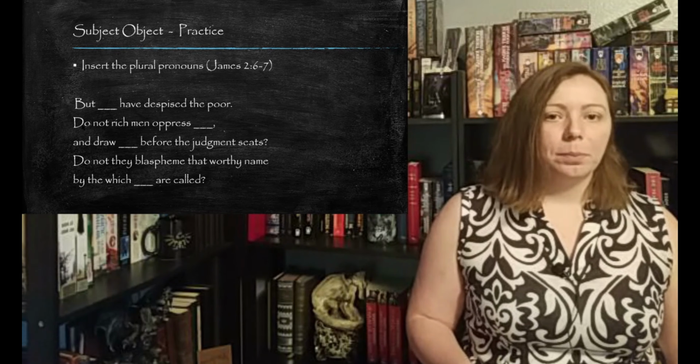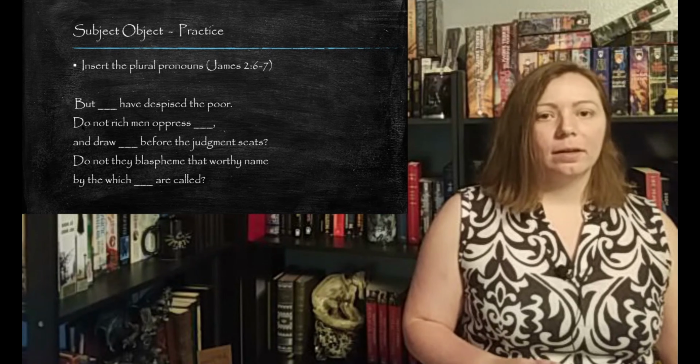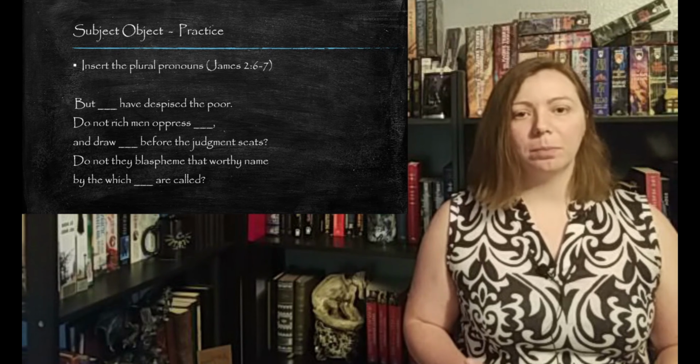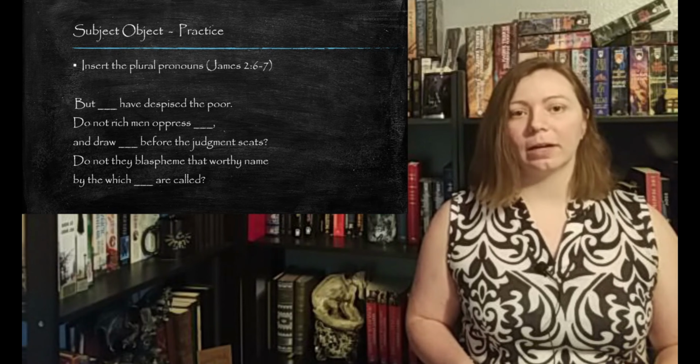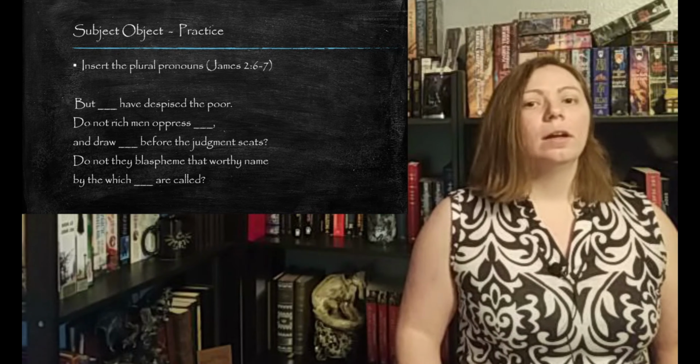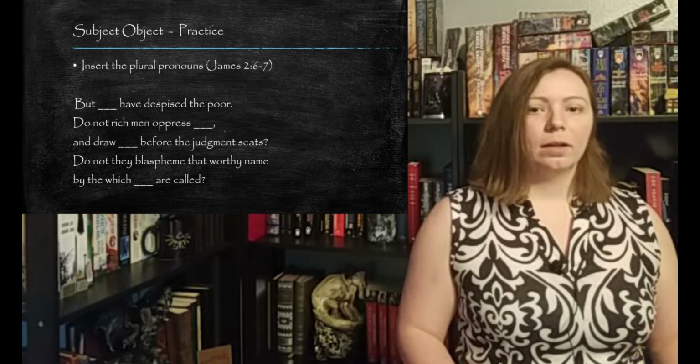"Do not rich men oppress blank?" So again, identify your verb, it's "oppress." "Rich men" comes before the verb, that's your subject, and then "oppress you," object. And "draw blank." Here's your next verb.